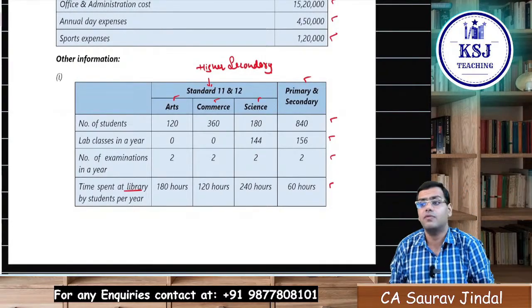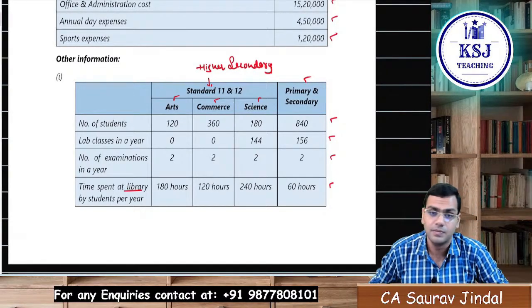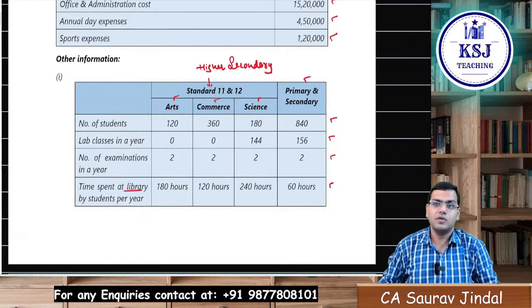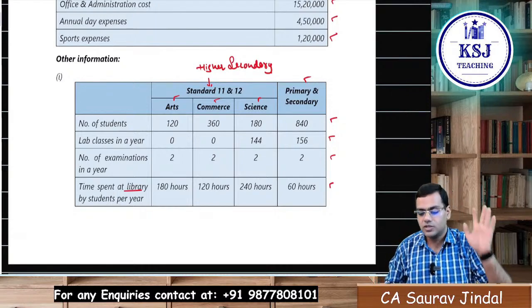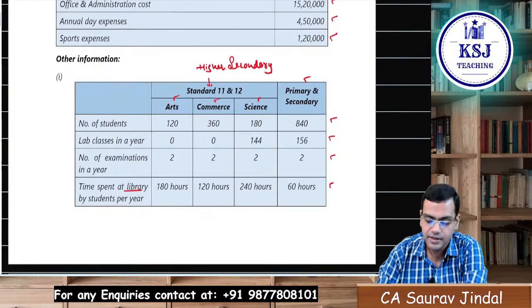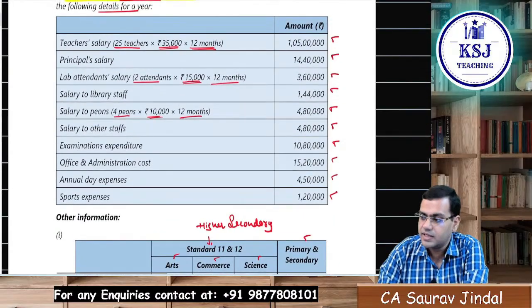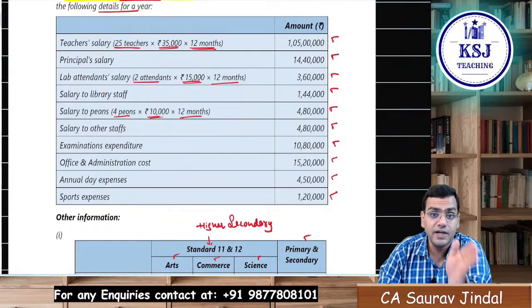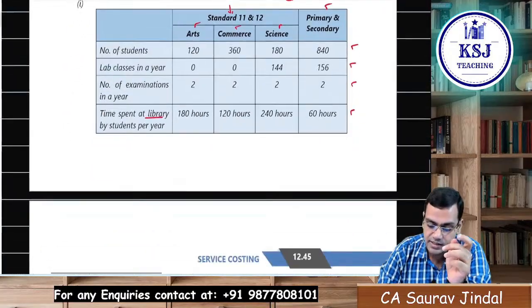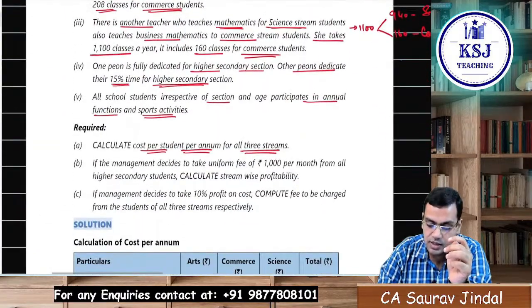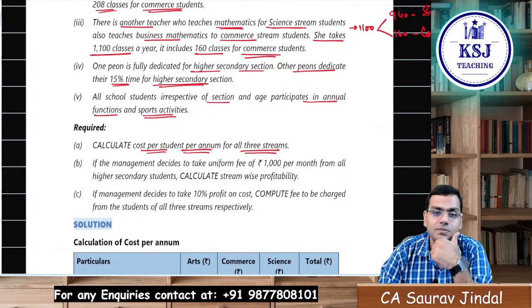That means we have to focus on the higher secondary section, right? We have to focus on the higher secondary section. Clear? Now the first thing is we will have to distribute this cost between the different streams, because what they are asking is to calculate the cost per student per annum for all the three streams, right? That means we need to find out the cost per stream per annum divided by the number of students.